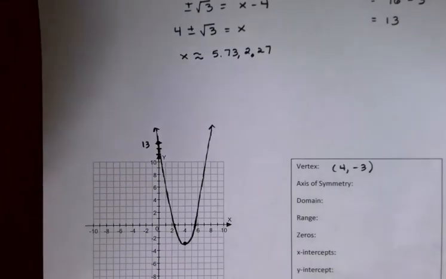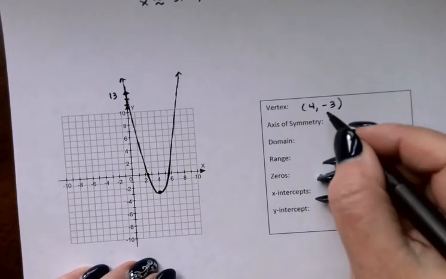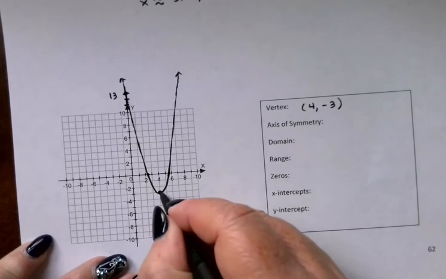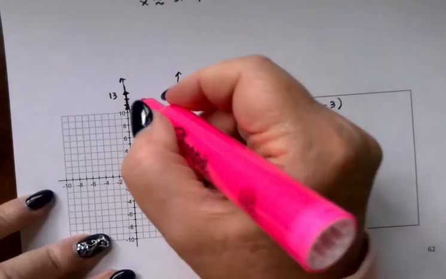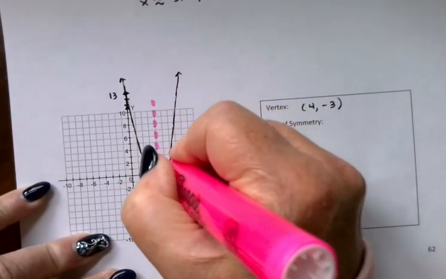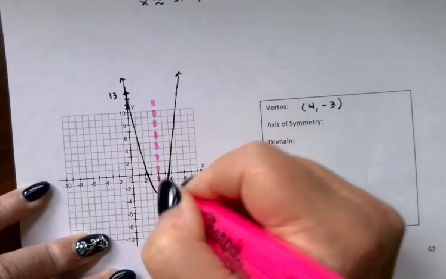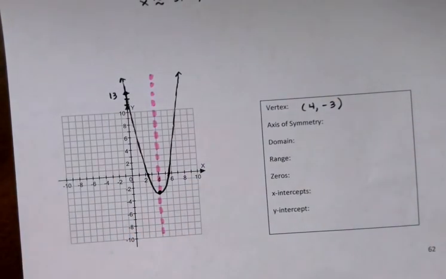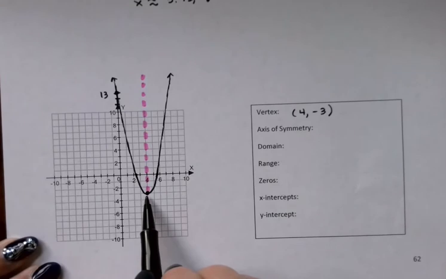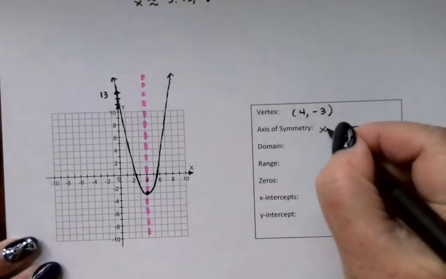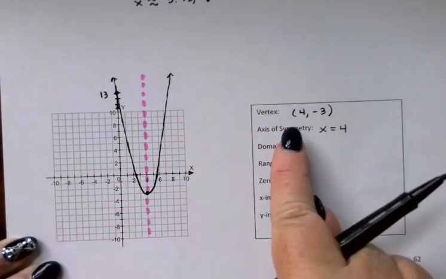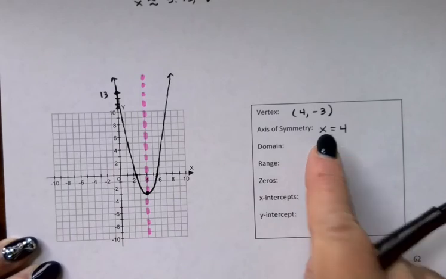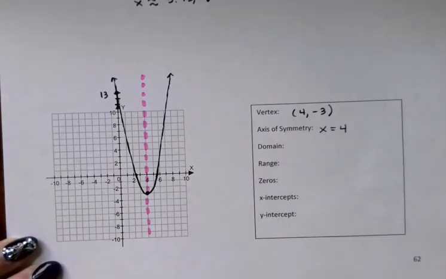All right, let's start filling in our chart here. We already identified the vertex right here at (4, -3). The axis of symmetry, this vertical line right here, is the mirror line. The graph is symmetric on the two sides of that vertical axis. And notice that's the line right through the vertex. It's the line x equals 4. That's no coincidence. The axis of symmetry will always go through the vertex. So its equation is always going to be x equals whatever that x value was at the vertex.